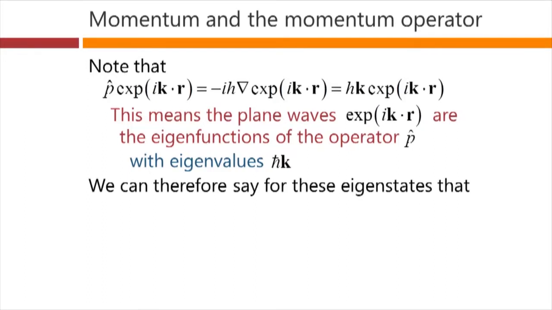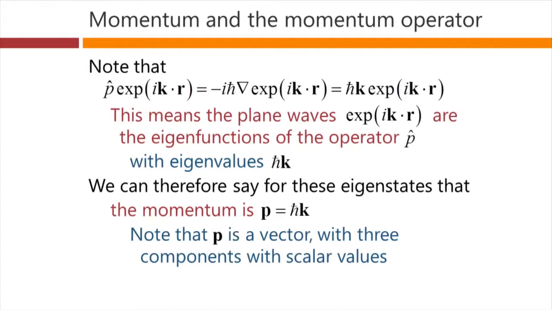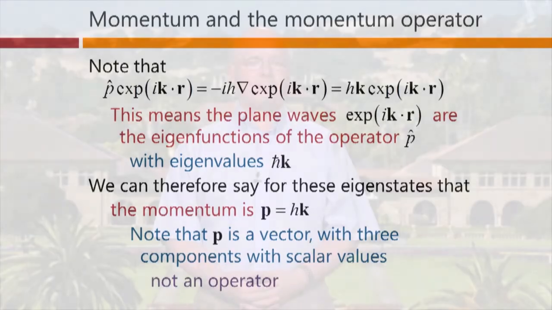We can therefore say for these eigenstates that the momentum is h bar k. That's the eigenvalue of the momentum in this state. It's a perfectly well-defined value, a vector value, when we have this kind of state and we operate with P. Note that p here is a vector, with three components with different scalar values. And it's not an operator. This p is not an operator. It's just a vector, which we can say is momentum if we happen to be in this particular kind of state, e to the i k dot r.